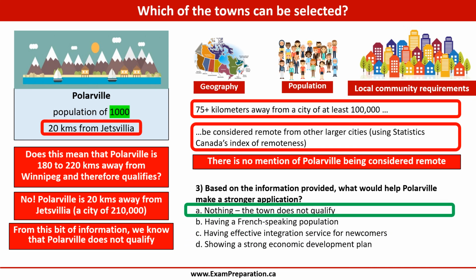And with this, when we look at the other answers, does having a French-speaking population help Polarville? No, meeting the requirements means meeting the requirements. The only thing that would help them is if Vilia did not have such a large population. Even if Vilia were further away, maybe that would make a difference. But the fact that Vilia is so close gives us such a clear indicator that Polarville can't really do anything. They're too close to a large town, or I would even call it a city at that point, right?